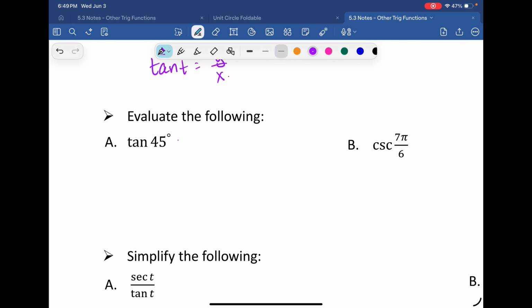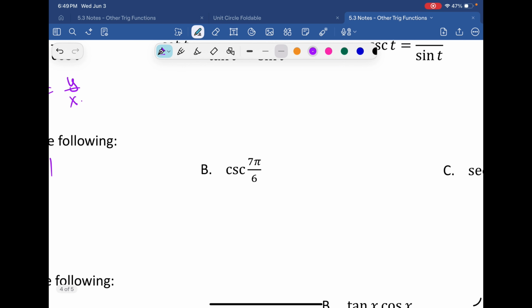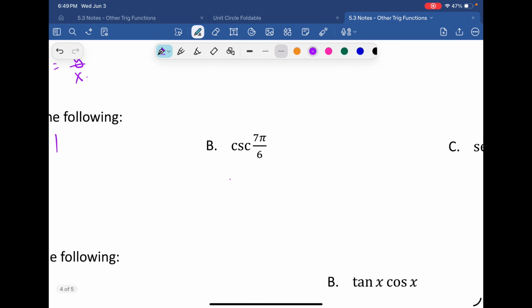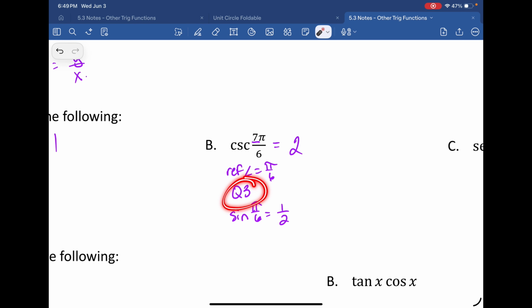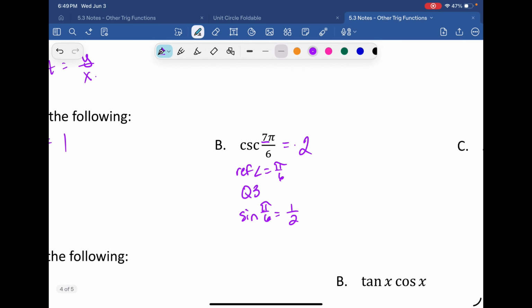Tangent 45 degrees. Okay, we've done that enough to know that that is 1. It's root 2 over 2 over root 2 over 2. Cosecant 7 pi over 6. All right, so that's got a reference angle of pi over 6. With it being 7 pi over 6, this is quadrant 3. Cosecant is the reciprocal of sine. So if I do sine pi over 6, that's 1/2. So we do its reciprocal. In quadrant 3, sine is negative.